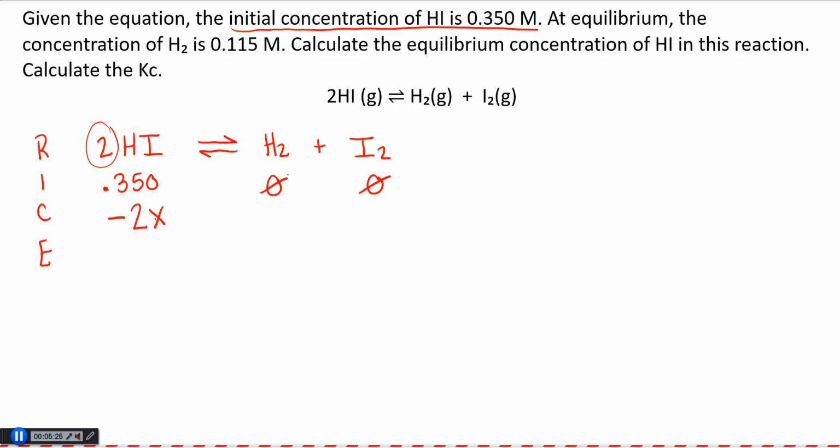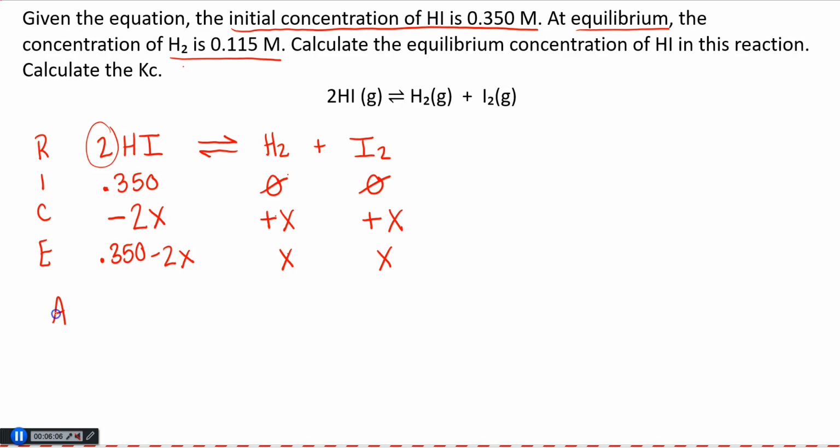So for my hydrogen iodide gas, it would be minus 2x. The minus sign, because it's decreasing in concentration, and the 2 is because it has a coefficient of 2 in the balanced reaction. Products always increase in concentration, so they're always going to get a plus sign. Both my products have a coefficient of 1, so they're going to be plus 1x. For the equilibrium row, I'm going to add together initial and change. So 0.350 minus 2x. 0 plus x is x, 0 plus x is x.